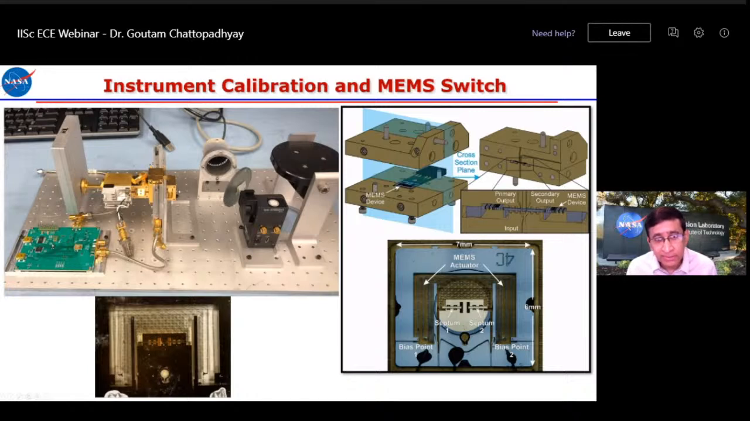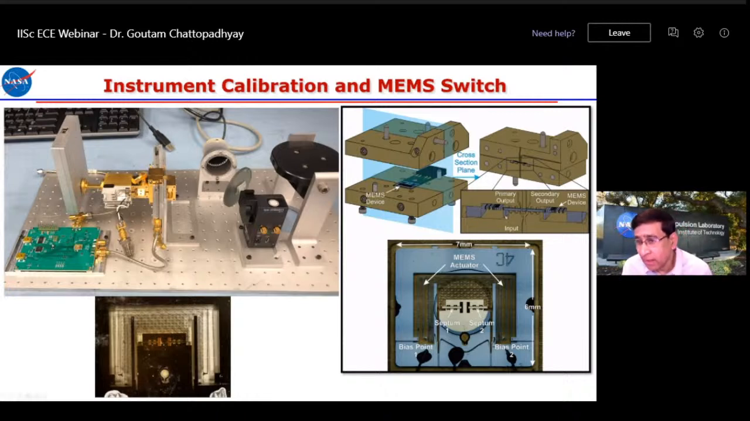There is a mirror, the signal comes in from the sky, from this side, from the antenna, and goes to our receiver through this horn antenna. However, if the mirror can actually direct the beam either to the sky or to a known load, you can see here, this is a calibration load, but this is the motor, so it needs power and it needs a lot of volume. So we thought, can we come up with a low loss switch that can be used for calibration? So we developed a MEMS based calibration switch.